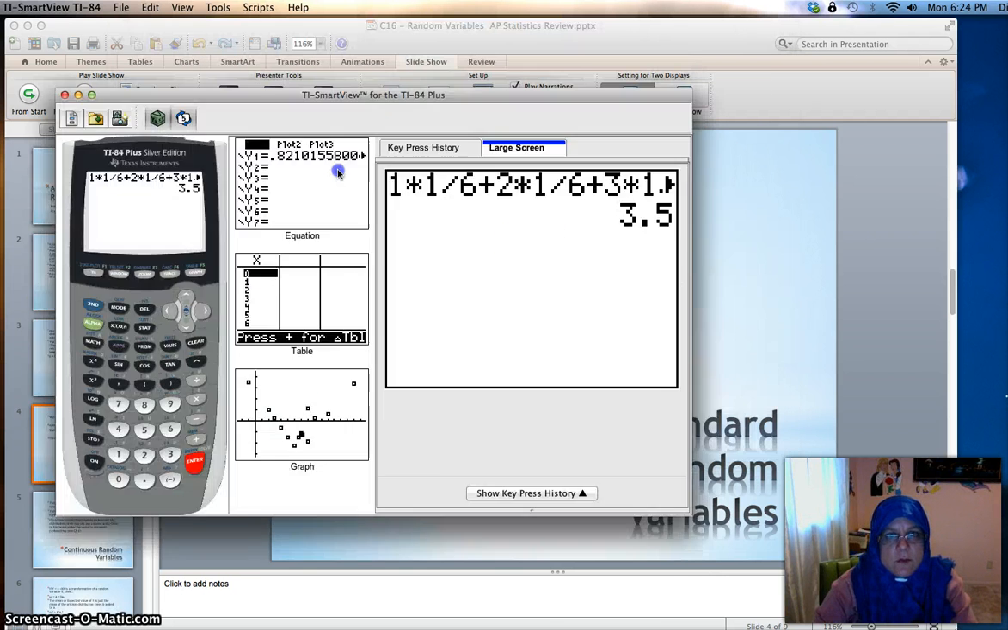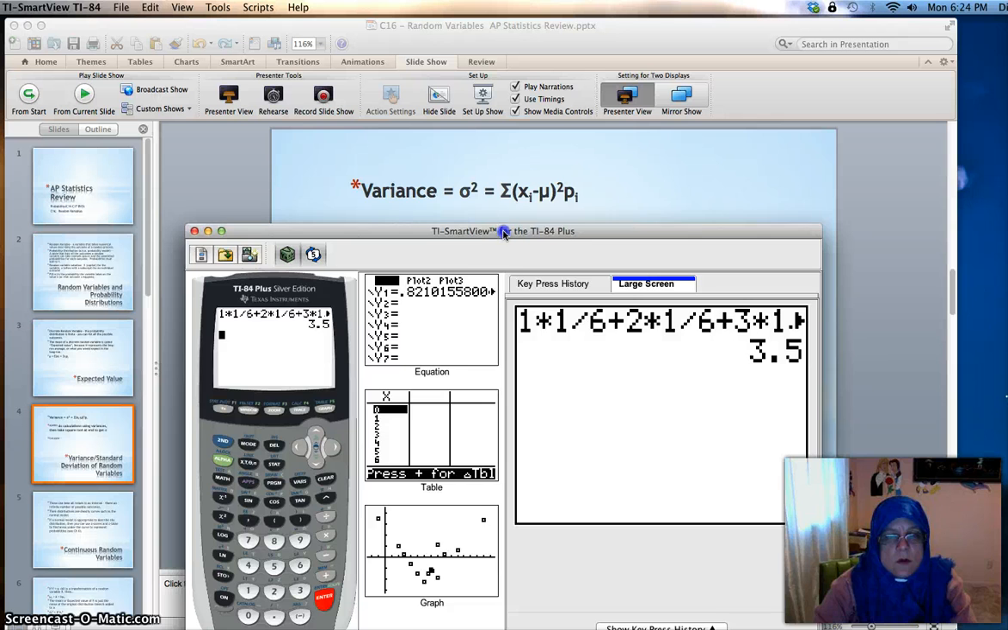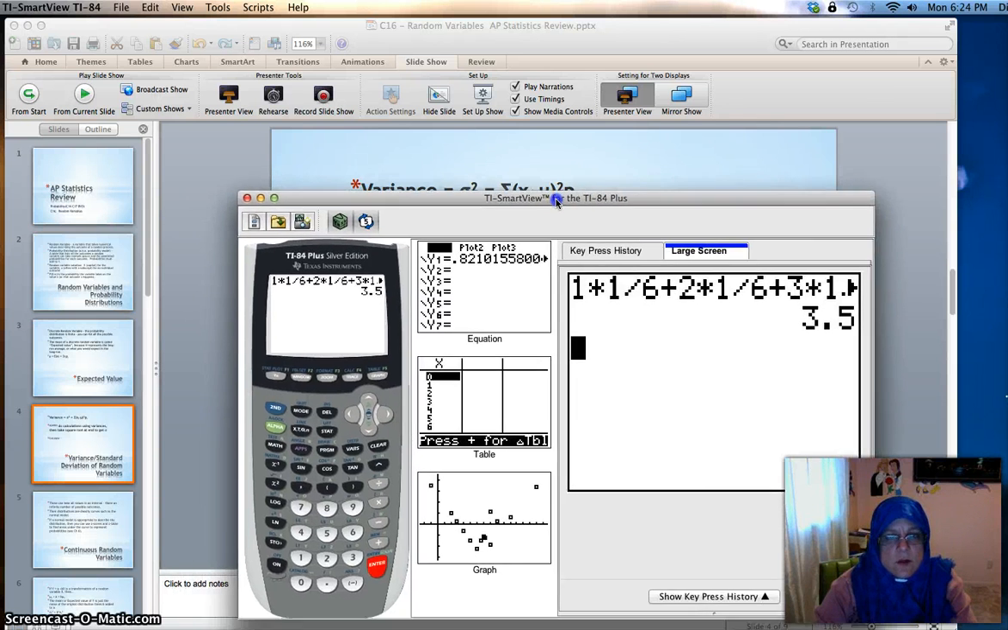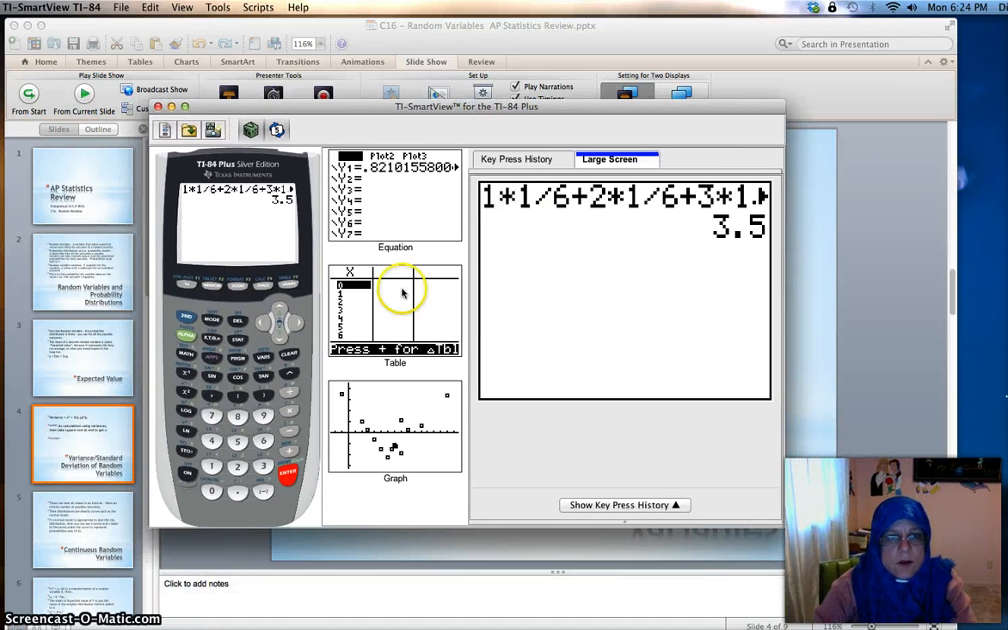So again, looking at the formula here, we want to do value minus mean, squared, times the probability. So 1 minus 3.5 squared times the probability, which would be times 1/6, which would be the same as just dividing by 6, right? And then I want to do that for the next one. So 2 minus 3.5 squared divided by 6, because that's the same as times 1/6, so on and so forth.